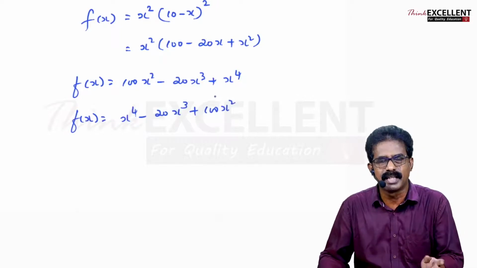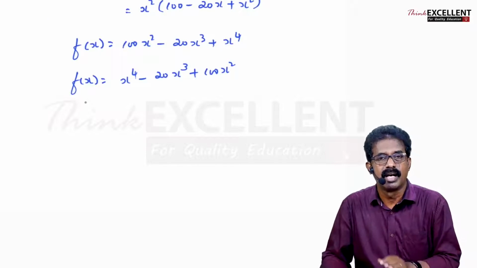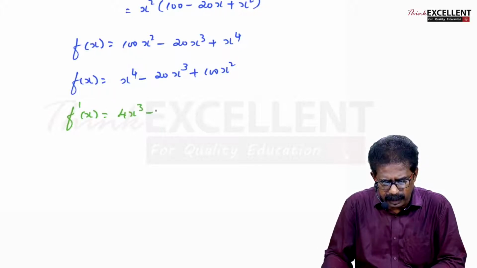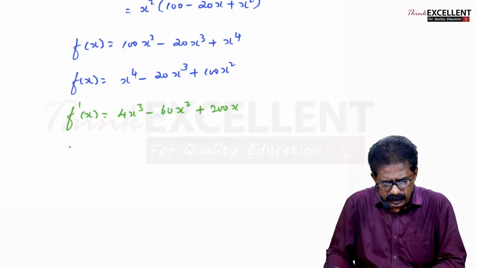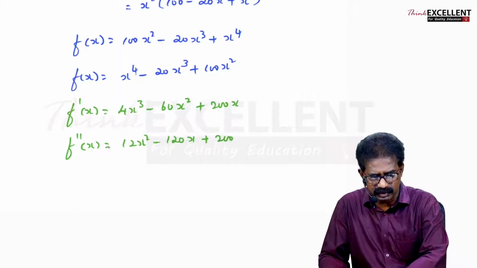Now what we studied last class, right? So now you differentiate two times, right? So you find f dash x, x raised to 4 derivative 4x cube minus 60x square plus 200x, right? Again, once again you differentiate f double dash x. 4x cube derivative 12x square minus 120x plus 200, right? This is f dash x, f double dash x.